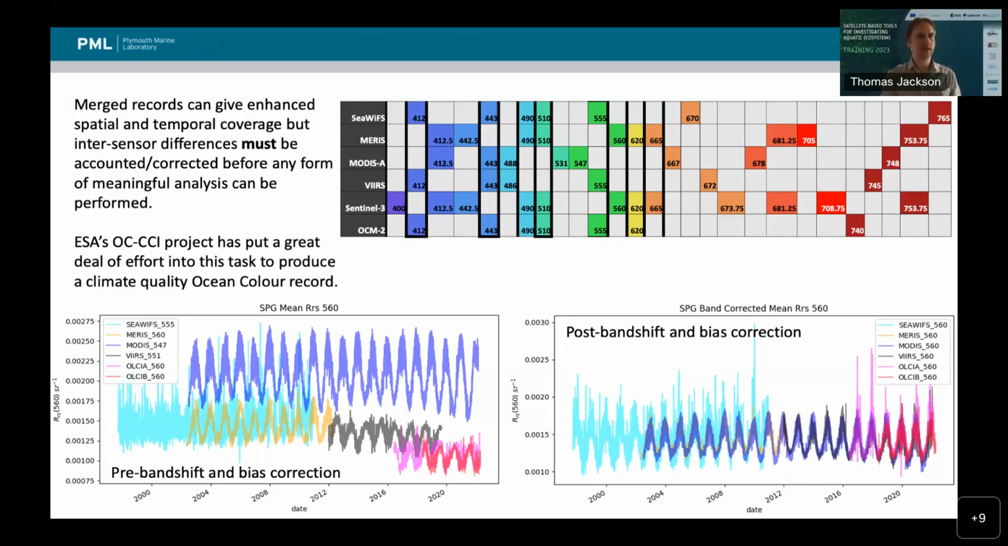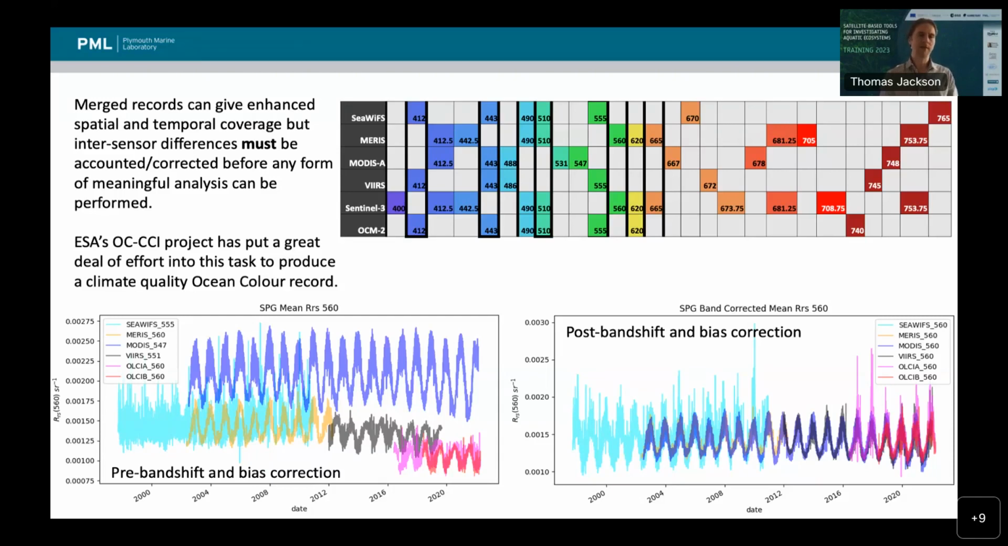And if you imagine taking something like the MODIS record in purple at the top and the OLCI record in pink at the bottom, and trying to merge those or average the 2 together, when you introduce OLCI, you would see a big step in the record. And we don't want that. That's an artifact of the merging process rather than a real representation of a change in the system.